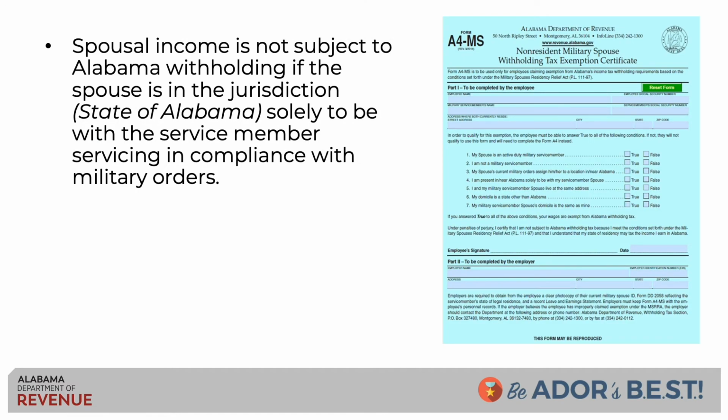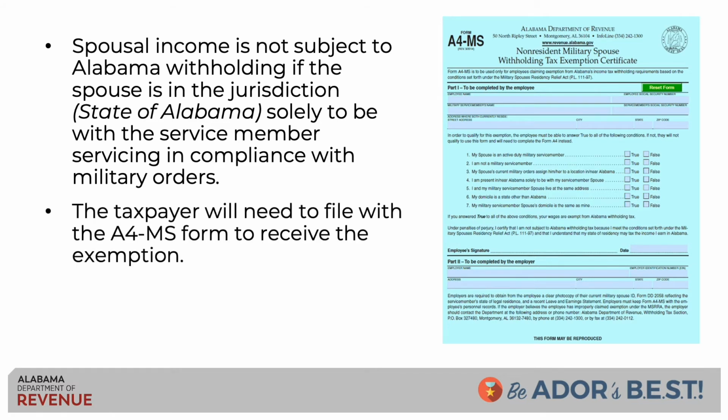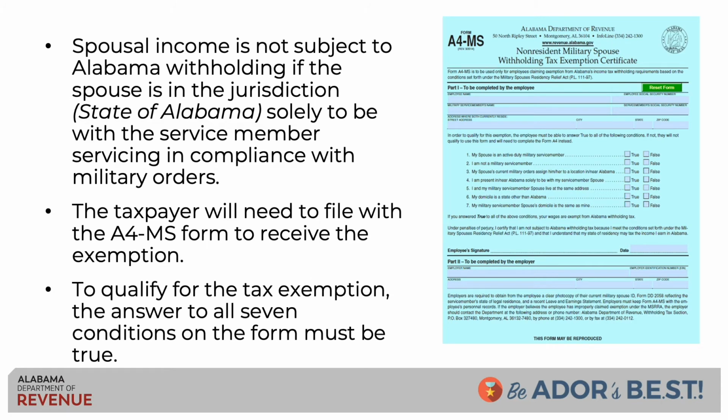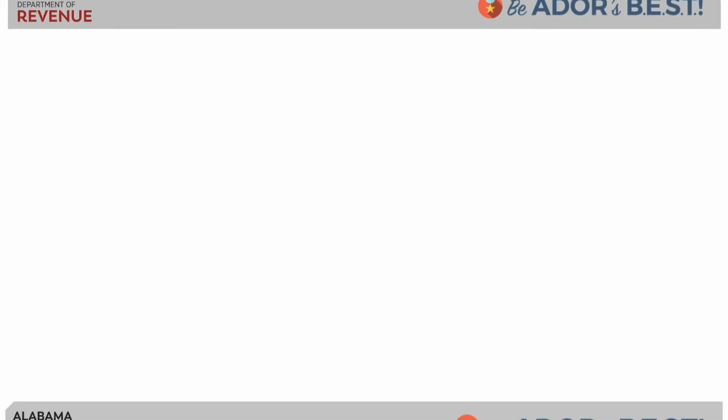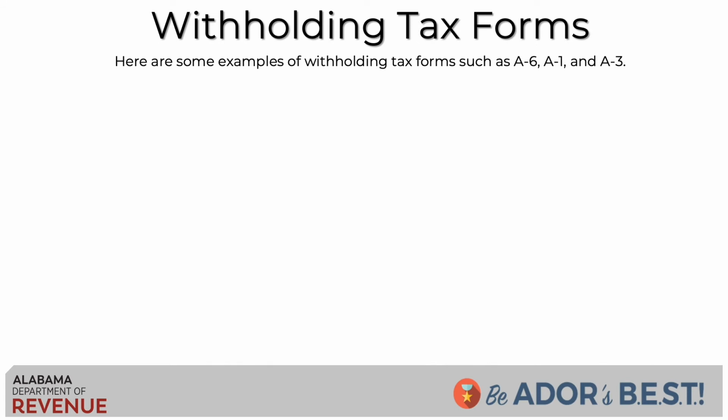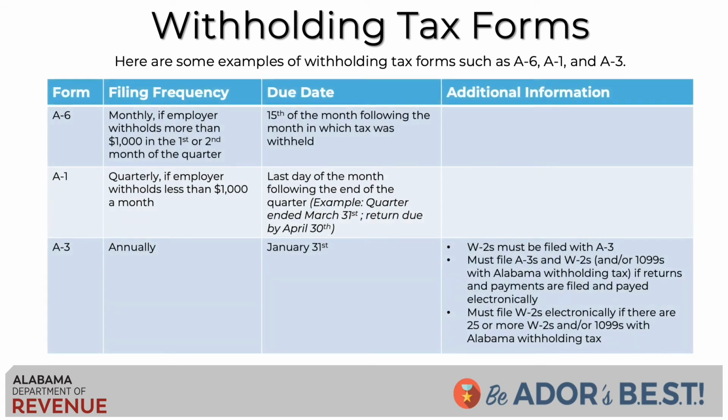Spousal income is not subject to Alabama withholding if the spouse is in the jurisdiction solely to be with the service member serving in compliance with military orders. Will need to file with the A4-MS form. To qualify for the tax exemption, the answer to all 7 conditions on the form must be true. Here are withholding tax forms such as A6, A1, and A3.